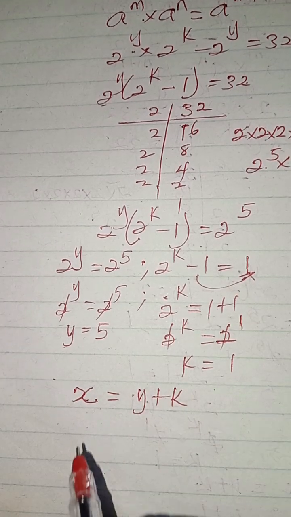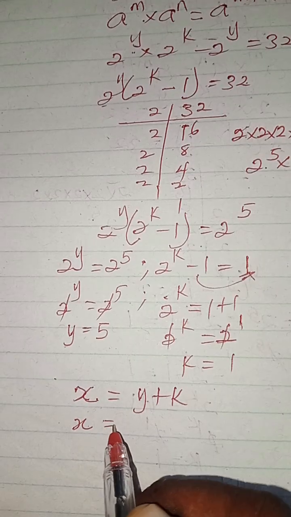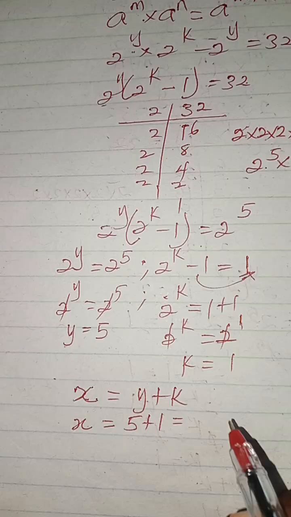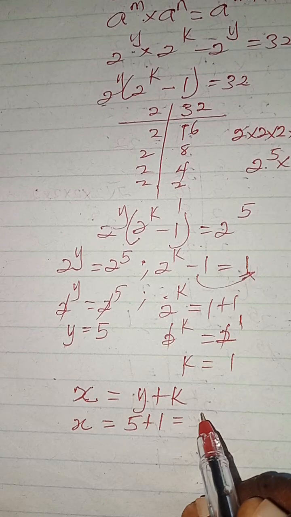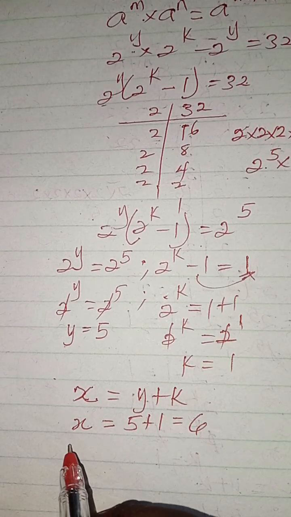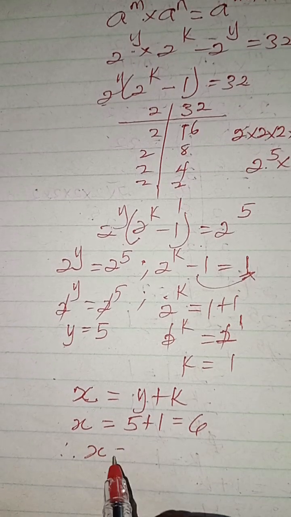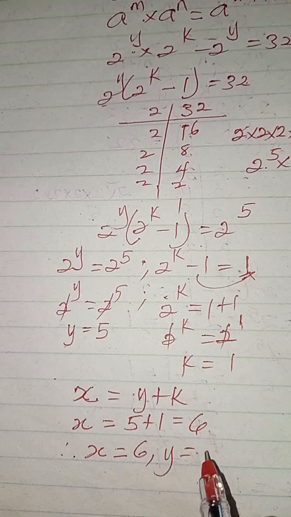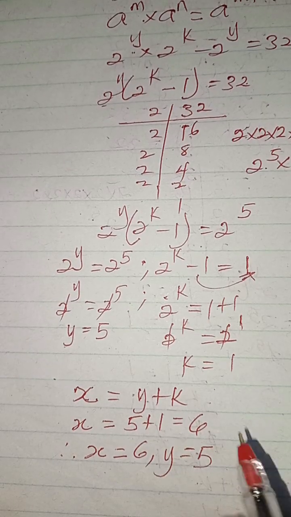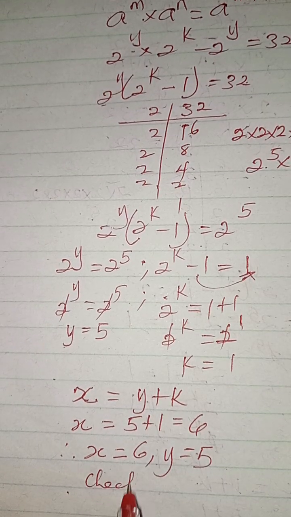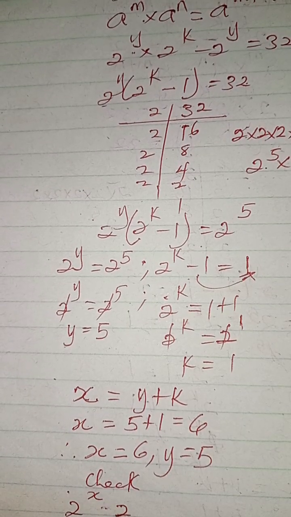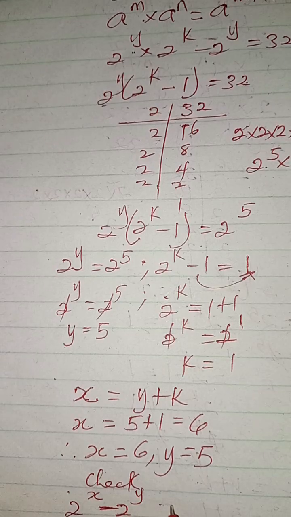So you still remember that? Now our x is equal to, what's our y? 5. What's our k? 1. Plus 1, because they didn't ask us to calculate k, they only asked us to calculate x and y. So therefore, x is equal to 6, then y is equal to 5. That's our answer. You can check whether it will give you 32.